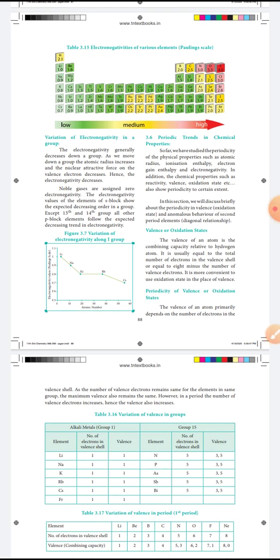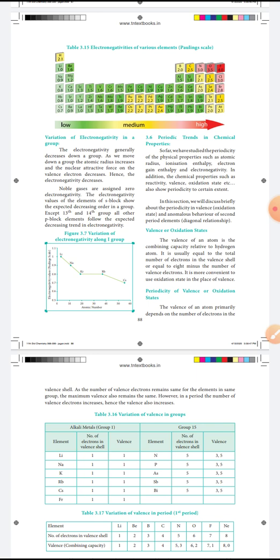Next, let us learn the variation of electronegativity in a group. The electronegativity generally decreases down the group. As we move down the group, the atomic radius increases and the nuclear attractive force on the valence electrons decreases. So the electronegativity also decreases. Noble gases are assigned zero electronegativity.